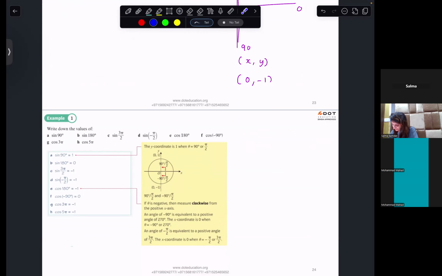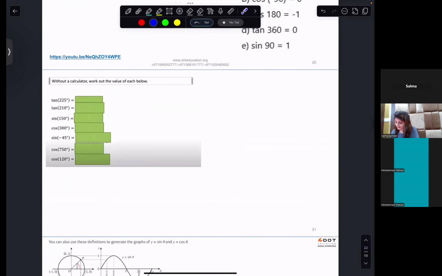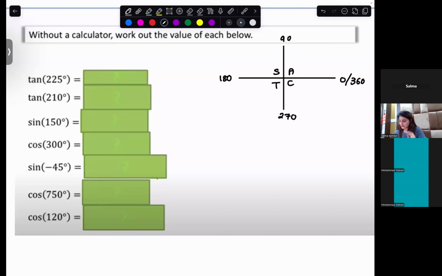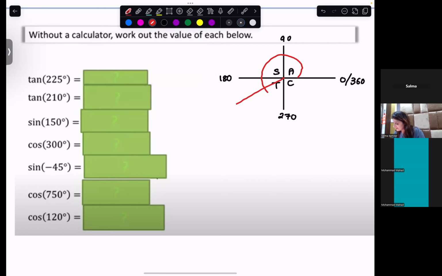I'm sure you will be able to do all of this. Now let's try to work out this. I will give you 2 minutes to think. If you're watching the video, pause, think, try, and then I'll do it along with you. So we are talking about tan 225. We start from here, going like this, 90, 180, and 225. When I talk about tan 225, it is going to make an acute angle with the x-axis.